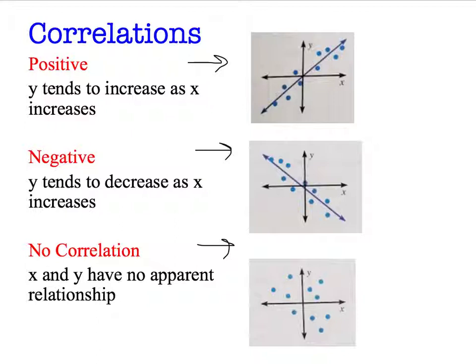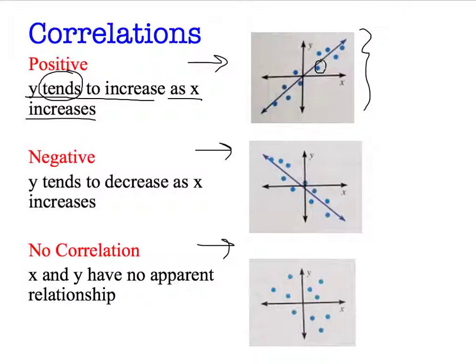So a positive correlation is when y tends to increase as x increases. We use the word tends because every point doesn't necessarily follow this trend, but in general, we can see that as x increases, y does too. Take a second to look at this figure over here and see what it's actually telling you.